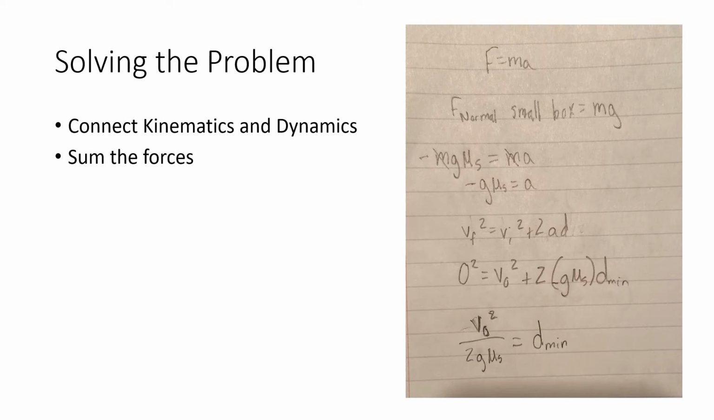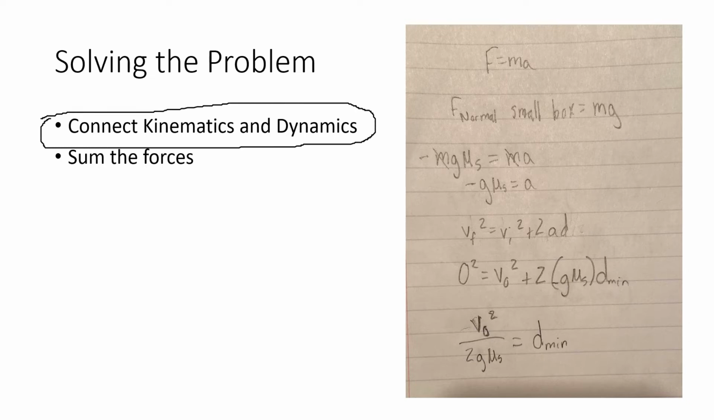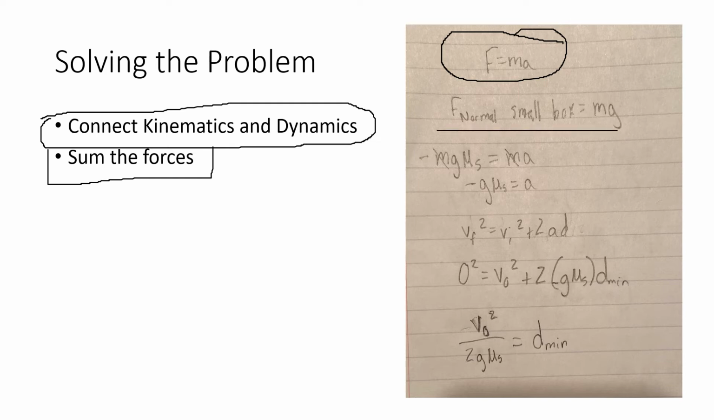So now we should solve the problem. One of the big ideas and strategies that we should use to solve the problem is to connect kinematics and dynamics together. And the other strategy is to sum the forces. So using Newton's second law, force equals mass times acceleration, we know that in the y direction, the normal force is equal to mg. So the net force in the y direction is nothing really.